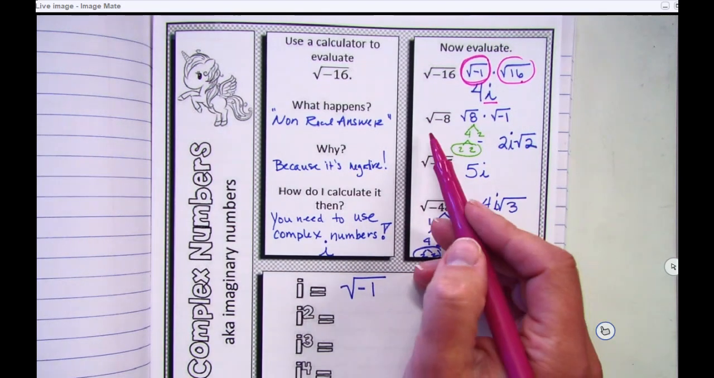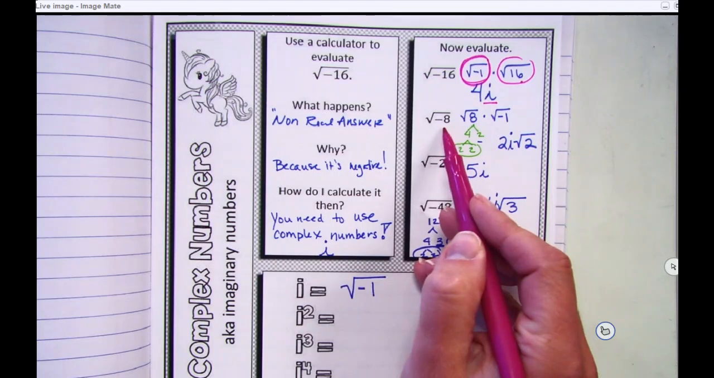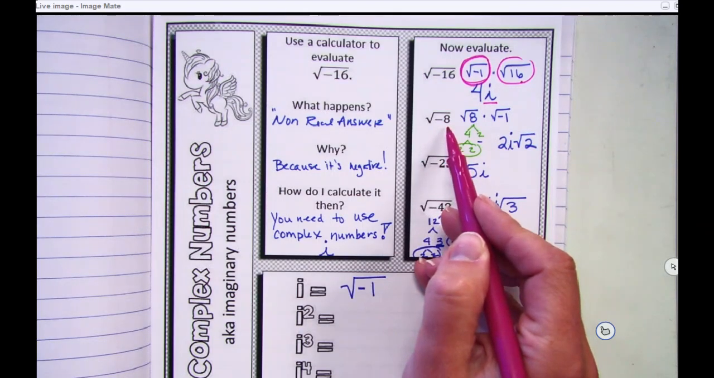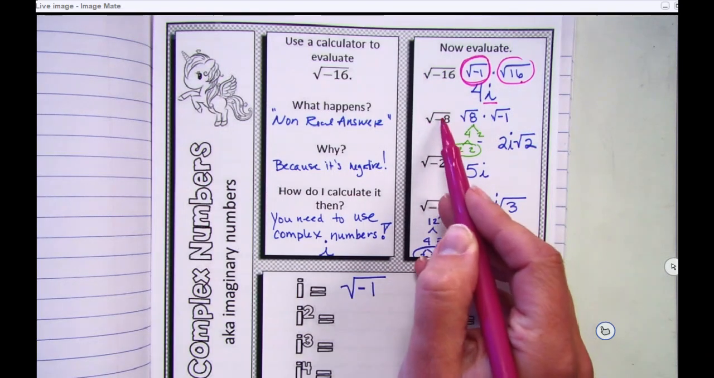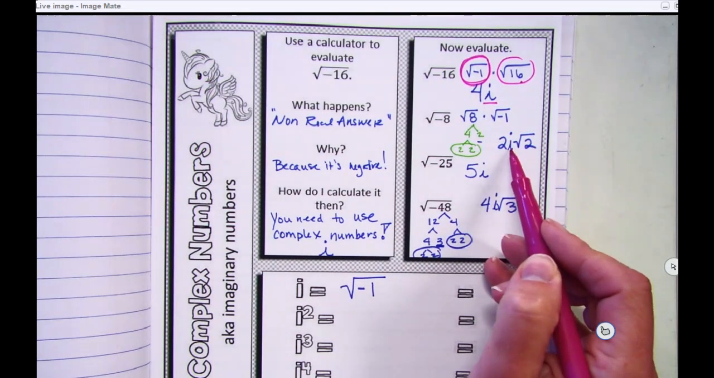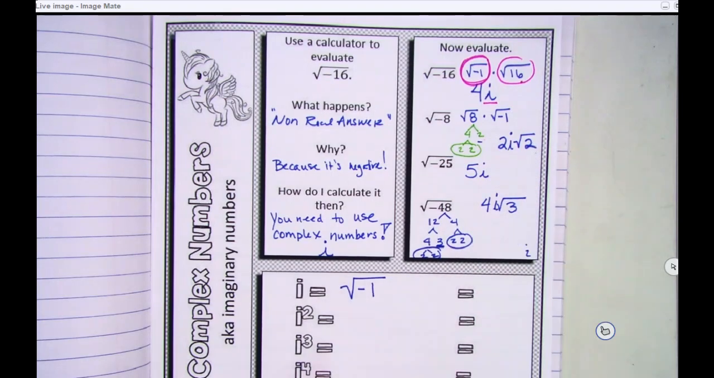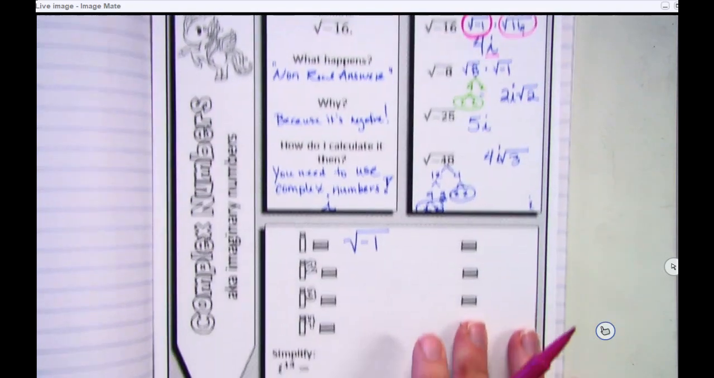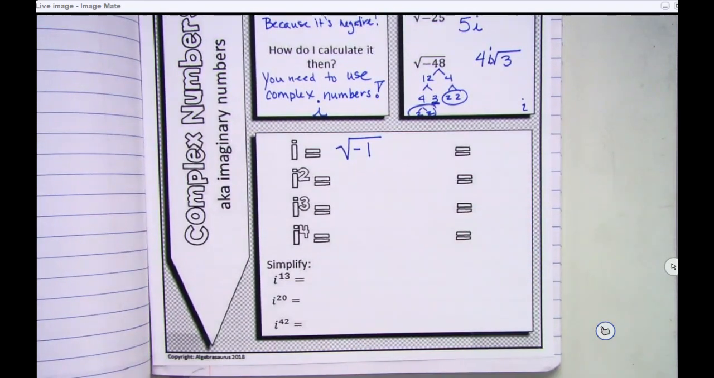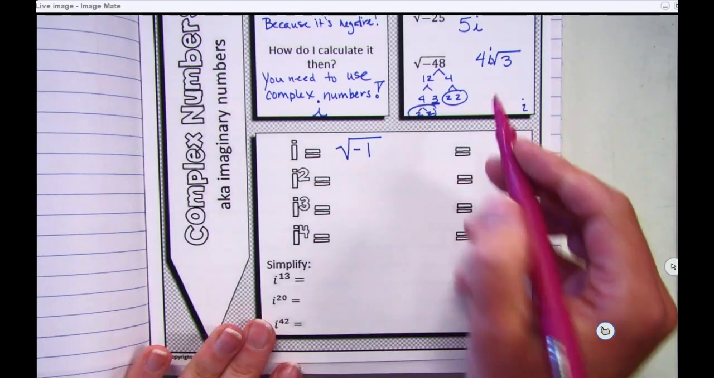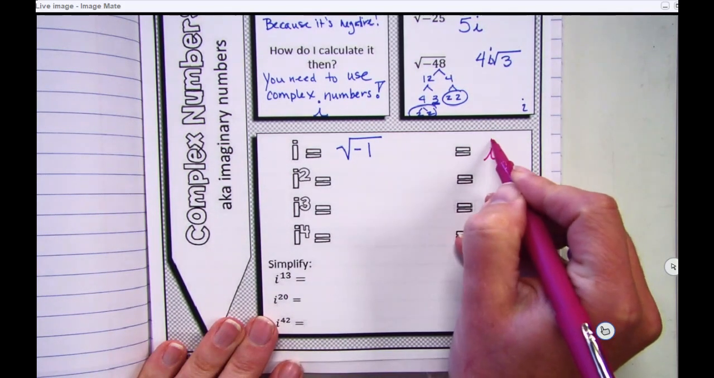And then this is what we spent the majority of the time doing yesterday, simplifying radicals, right? If you see the negative, what do you have to have? i. And then we had to factor it out and simplify it. All right, so i is i.